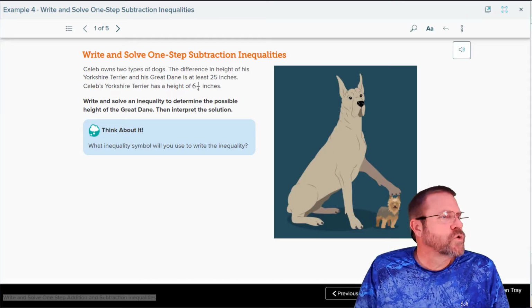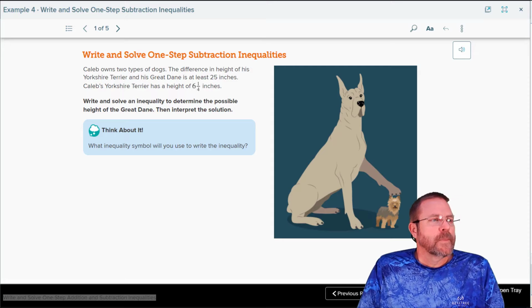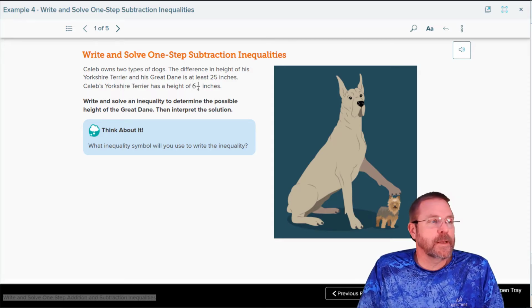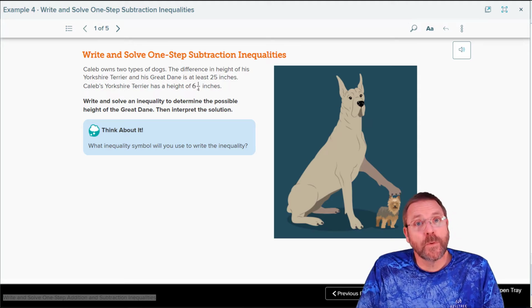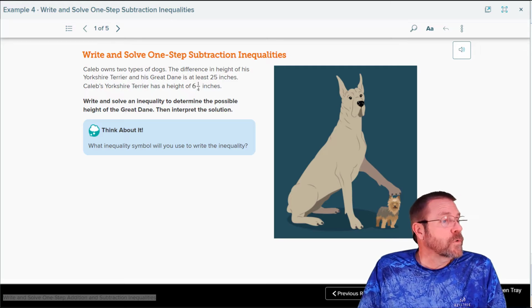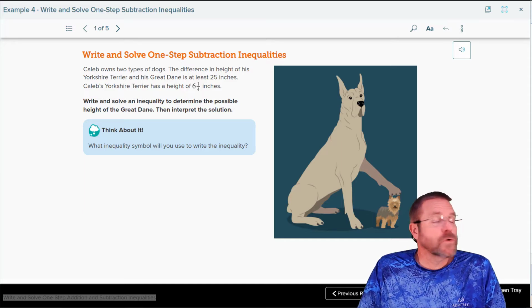Caleb owns 2 types of dogs. The difference in the height of his Yorkshire Terrier and his Great Dane is at least 25 inches. I'm going to say there'd be a lot more than 25 inches difference between those 2 dogs. Caleb's Yorkshire Terrier has a height of 6 1/4 inches. Write and solve an inequality to determine the possible height of the Great Dane.